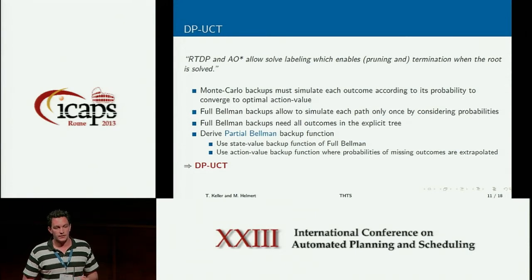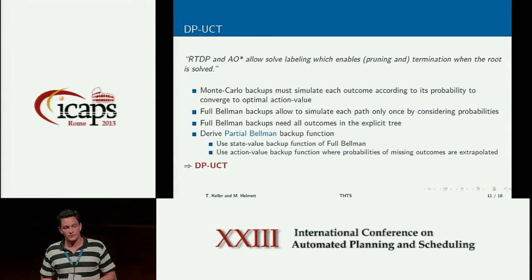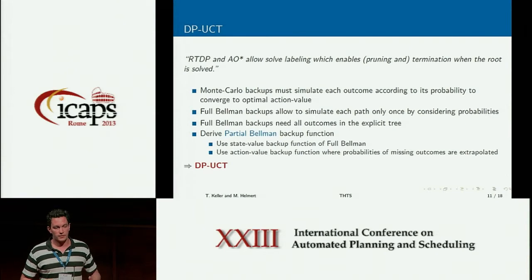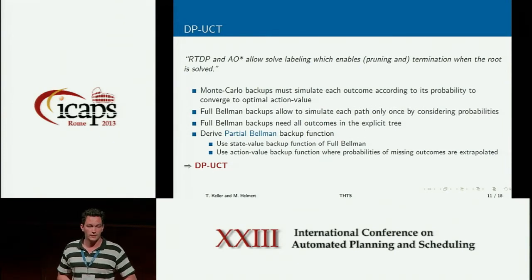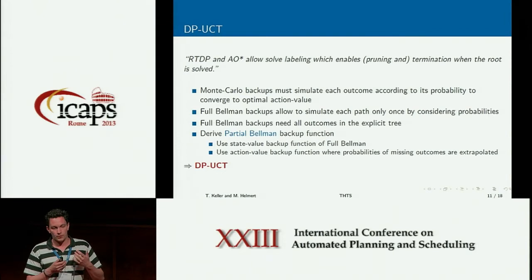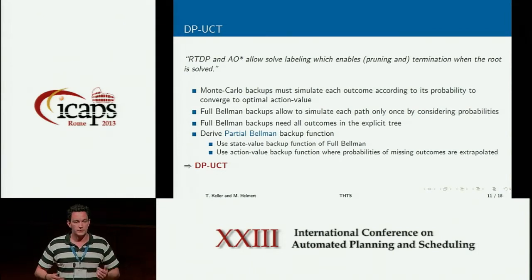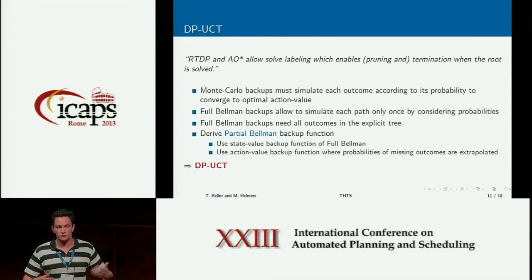But we could not simply take full Bellman backups and put them into UCT. One could do that, but the problem is that we still need all the outcomes to be explicated in the tree. So what we did instead is extend it by a partial Bellman backup function, where the state value backup is exactly the same as in full Bellman. That means rather than averaging over all successor nodes, we simply take the maximum, the best action, and in the chance nodes, we extrapolate the missing outcomes. So we basically pretend that what we have already seen is what probably will be in the other outcomes as well.